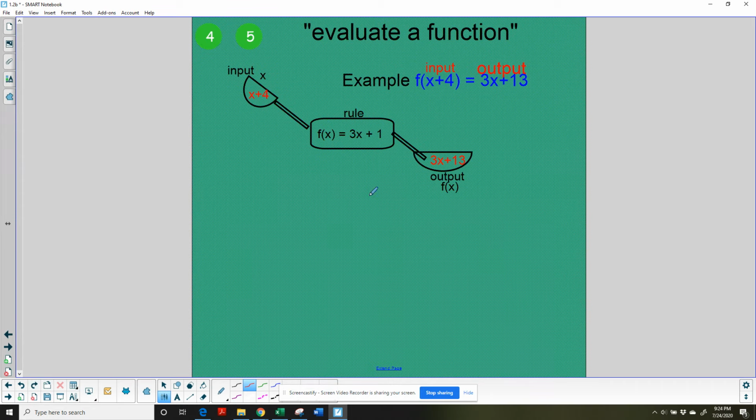Here's kind of a funky thing we get into this year where your input isn't just a number, it's a whole entire expression. So everywhere you see an x, oh goody, there's only one, you're going to substitute an x plus 4 in there. So it's going to be x plus 4, and you're multiplying that by 3, and then you're adding 1 to it. What is that? Well, it's going to be 3x plus 12 plus 1 more. So it's going to be 3x plus 13 when you distribute the 3.